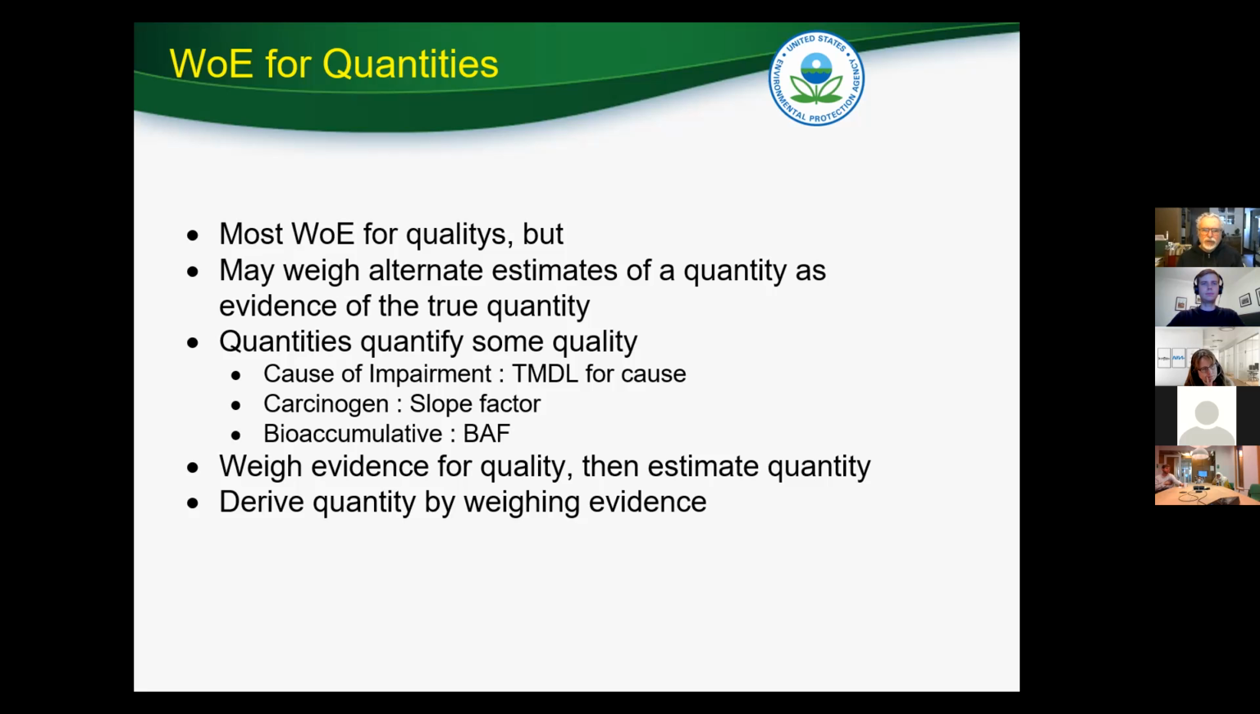And so you go ahead and you do your weight of evidence assessment for those qualities, causation, carcinogenicity, bioaccumulation, and then you estimate the quantity. And you can do that by meta-analysis if one type of evidence and one type of study will derive the quantity, like is done in the Cochrane Collaborative with their systematic reviews of human studies of medical treatments. But we seldom have that opportunity in the environment. And so what we have to do is derive the quantity by looking at the weight of the evidence that contributes to the derivation of the quantity.